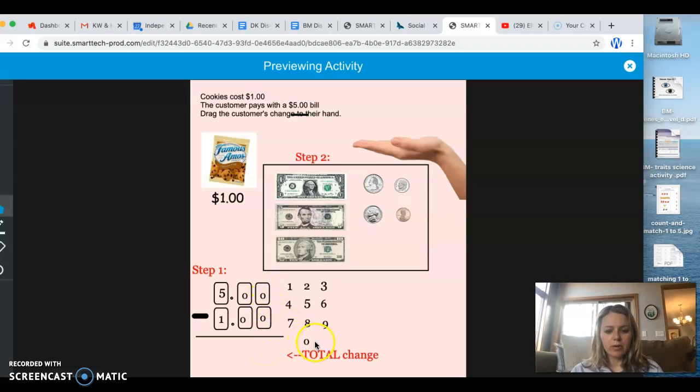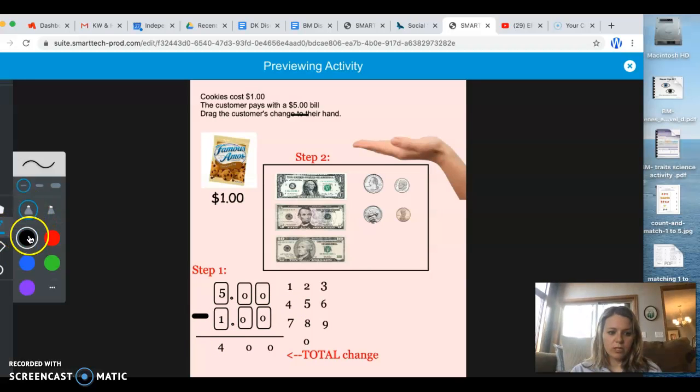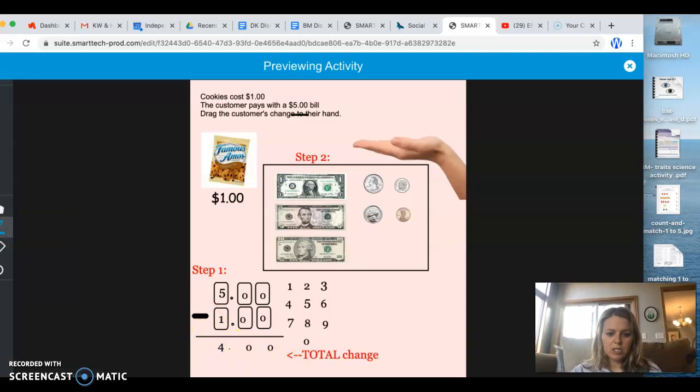0 minus 0 is 0. 0 minus 0 is 0 again. And now 5 minus 1 is 4. Now to add a decimal place, we can come over here and use our pen if we want to show we have $4.